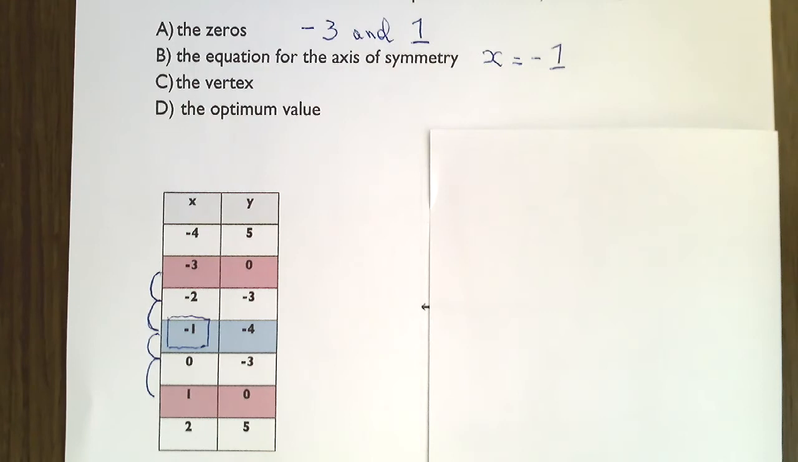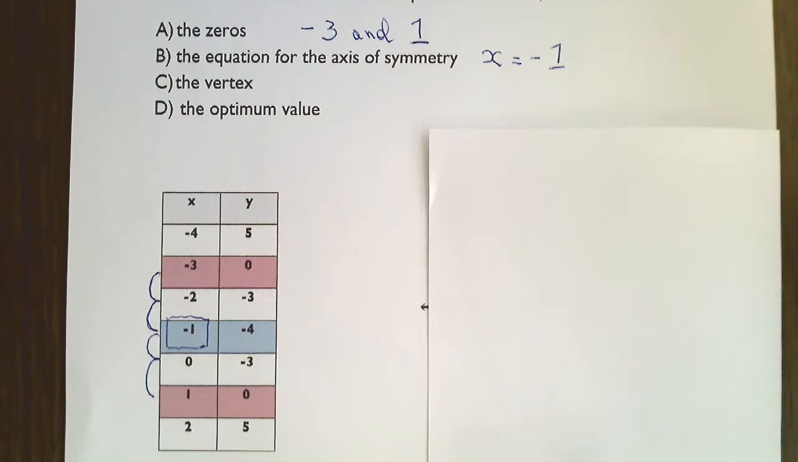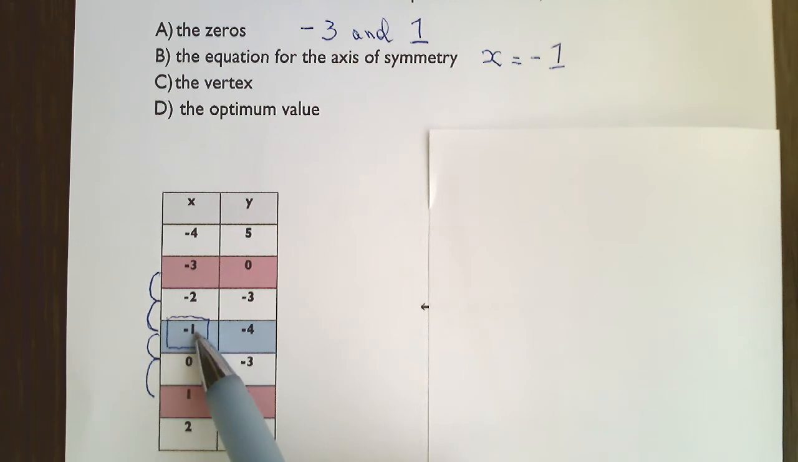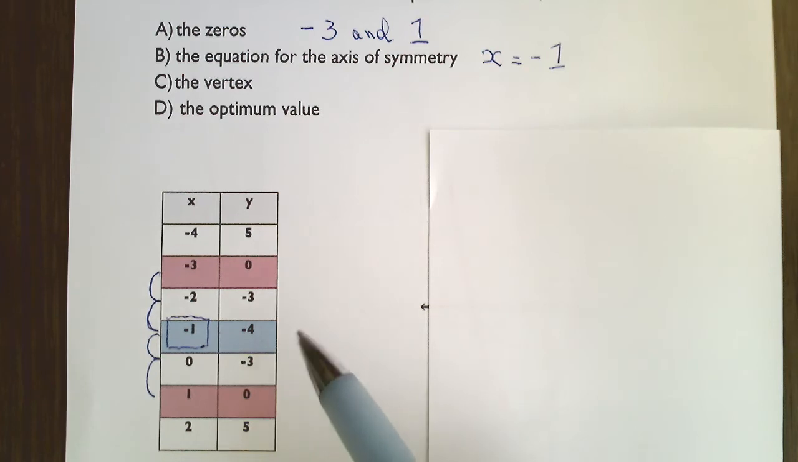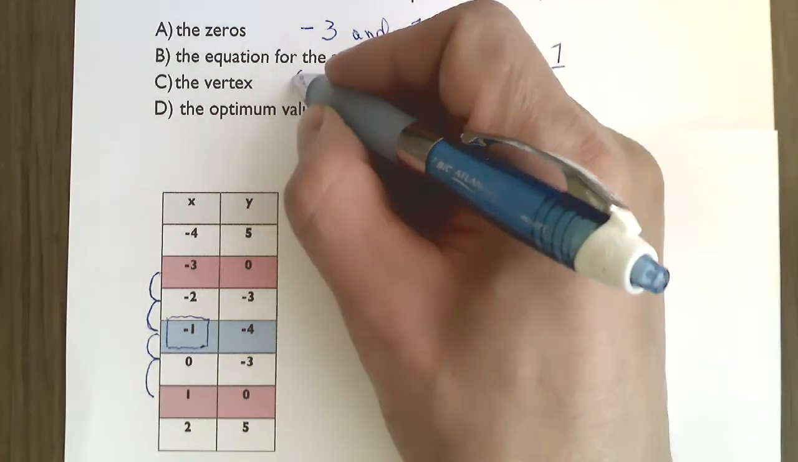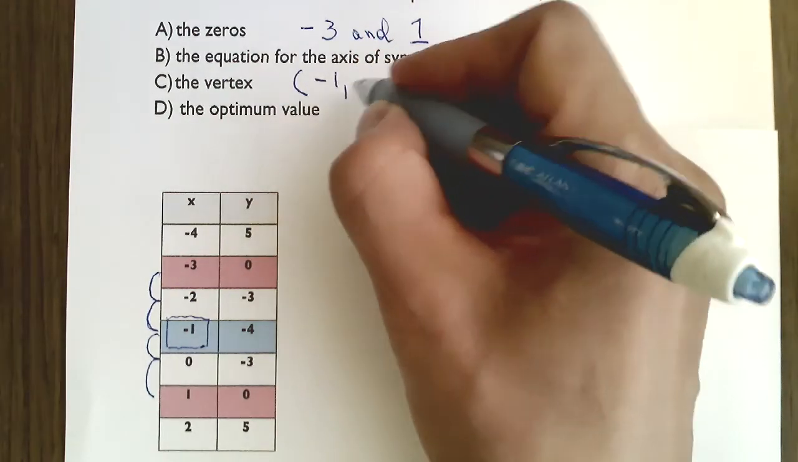All right, now let's find the vertex from a table of values. Well, I do know that the axis of symmetry always goes through the vertex. So therefore, this must be the x-coordinate of the vertex. So if this is the x-coordinate, this will be the y-coordinate of the vertex. The vertex is a point at which the axis of symmetry intersects the parabola. So therefore, the vertex is (-1, -4).